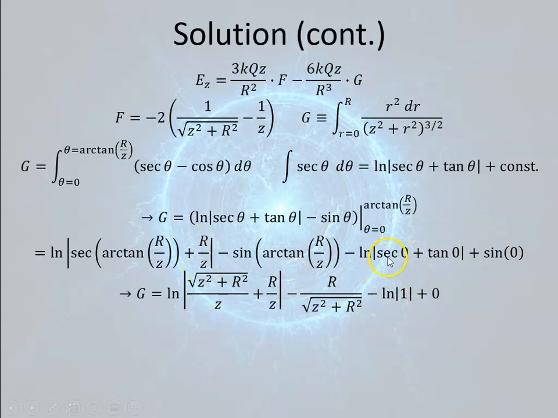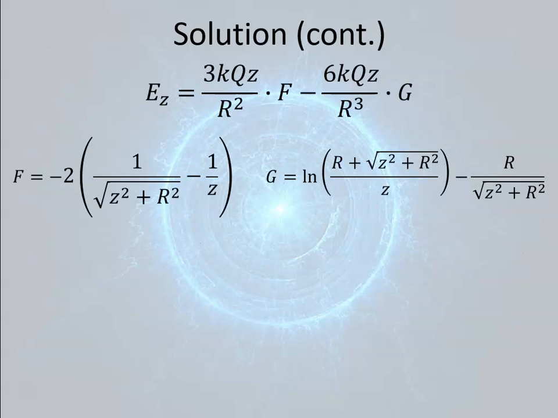And secant of 0 is, well, 1 over cosine of 0, that's 1. Tangent of 0 is 0, but natural log of 1 is also 0. So what we're left with is this expression for our other integral, g. Yay! Now we have f, now we have g. All of this has been really fun. We could have just looked it up in an integral table.